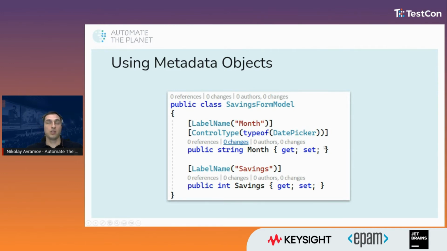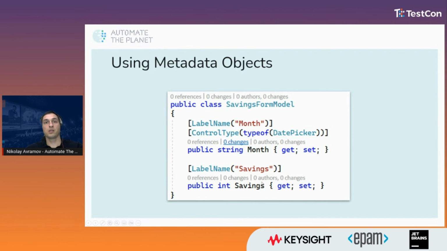In order to use these metadata objects, we decided to implement features that can read these metadata objects, these properties, and understand what control you're trying to work with. So having such a model passed to the framework, we know that we are trying to find an element with a label named month, and the control type of this element is actually a date picker. So we have to pick some date. The return type in this case is string. It can be DateTime in this particular scenario.